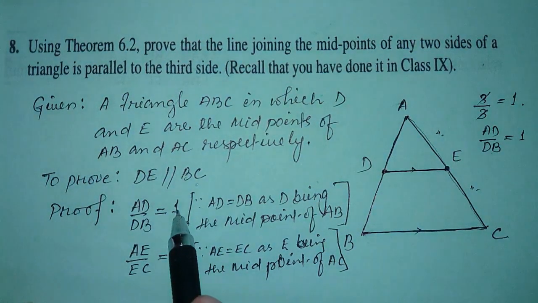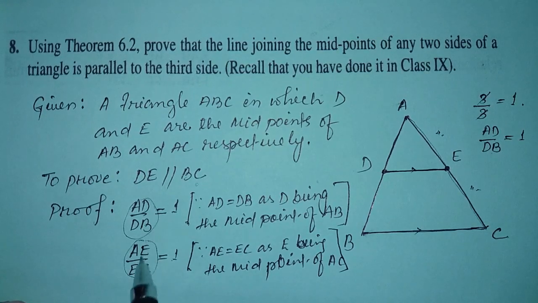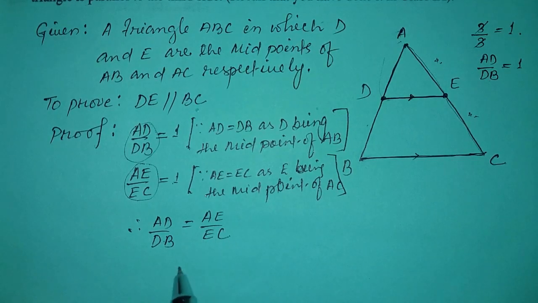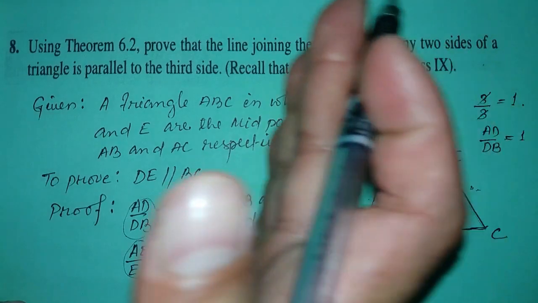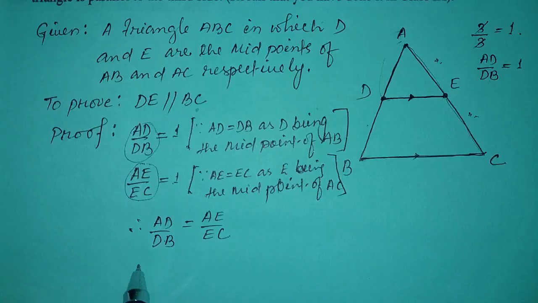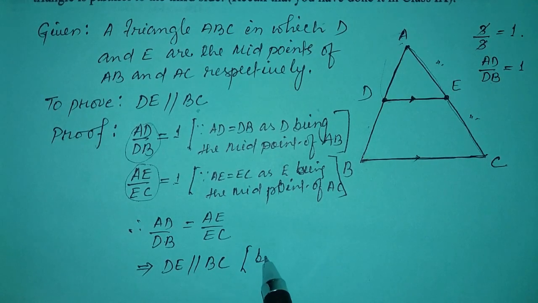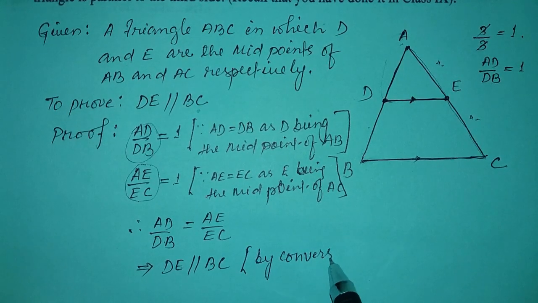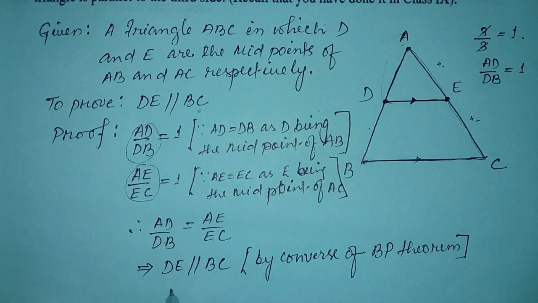Now AD by DB is equal to 1, AE by EC is also equal to 1, which means this one and this one are equal because both are equal to 1. Therefore AD by DB is equal to AE by EC. Now since the ratio on this side and the ratio on the other side are equal, we can say that DE is parallel to BC. This is given by the converse of the basic proportionality theorem. So this is the proof of this question.